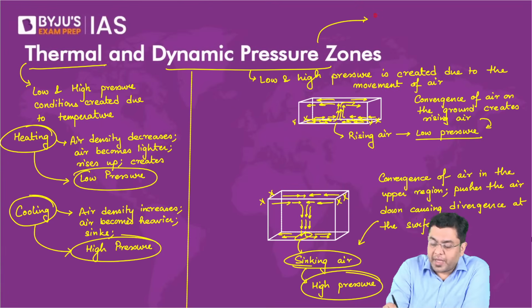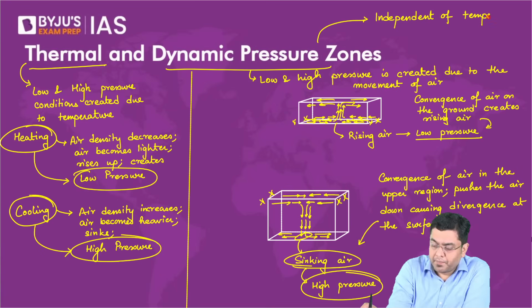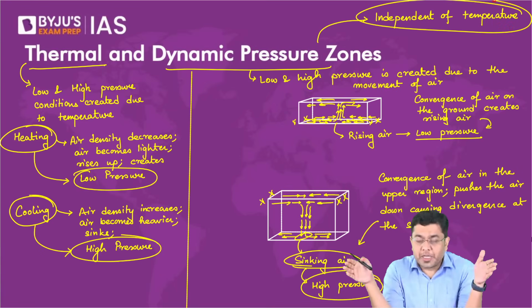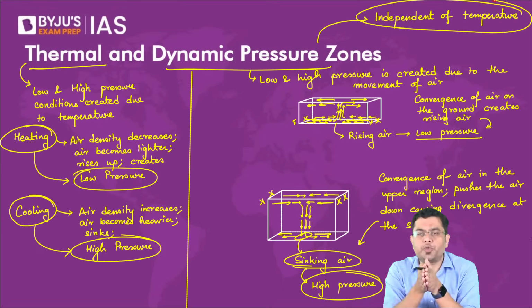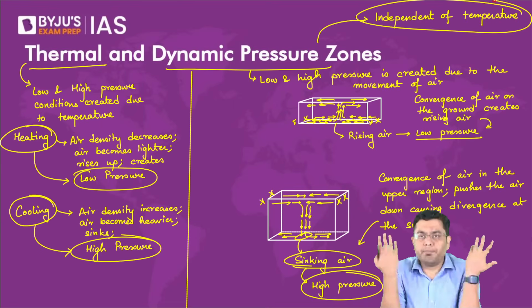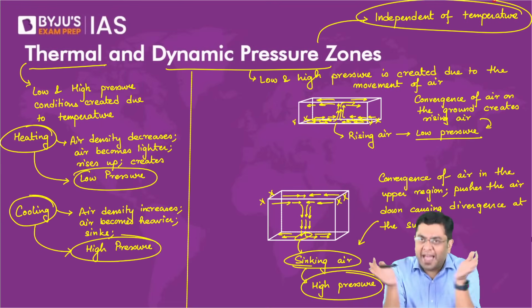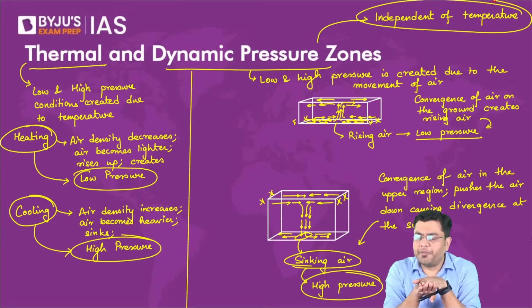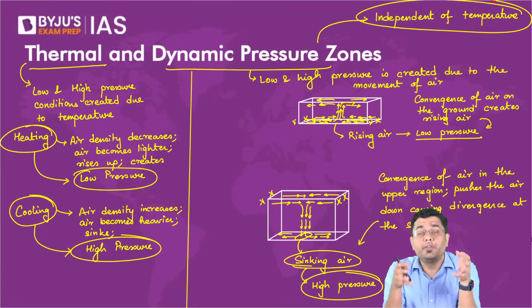When we talk about the creation of a dynamic pressure zone, this is independent of temperature. These pressure zones are independent of temperature. So in this case, if you have winds which are blowing on the surface and they converge together, they have no other place to go but to be pushed upwards. As they are pushed upwards on the ground surface, it will create a condition of low pressure on the ground surface. And that is what is referred to as the convergence creating that low pressure.